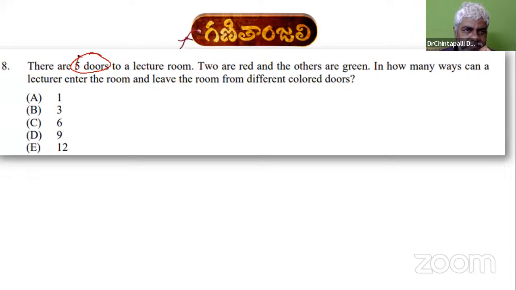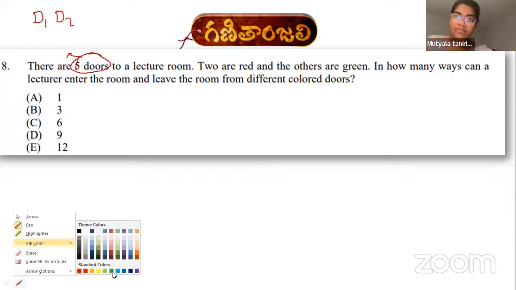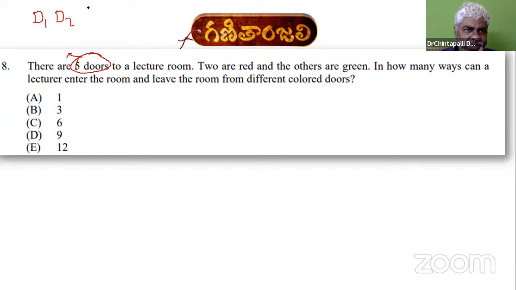How many red? 2 are red doors, D1, D2. 3 are green, that means D3, D4, D5. Now tell the ways with different colors: enter the room and leave the room with different colors. D1, D2 not accepted. D4, D5 not accepted.